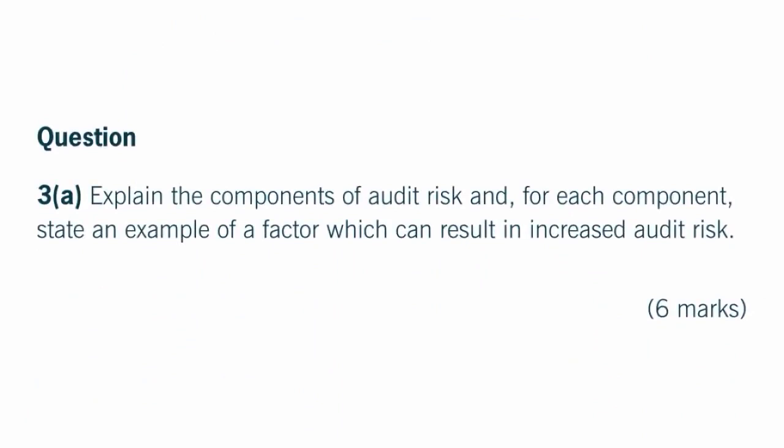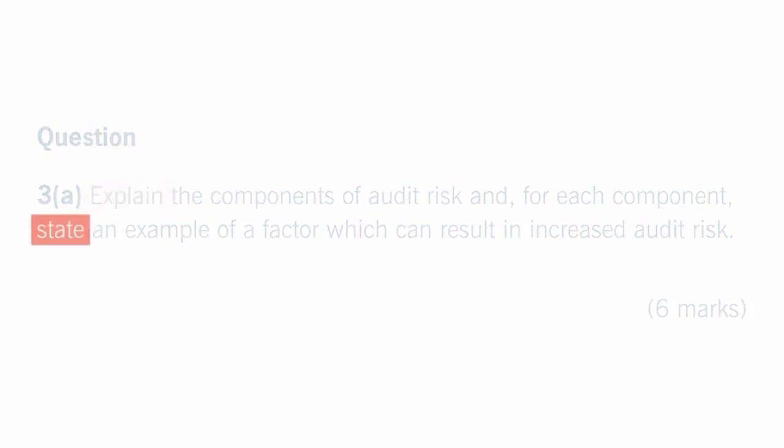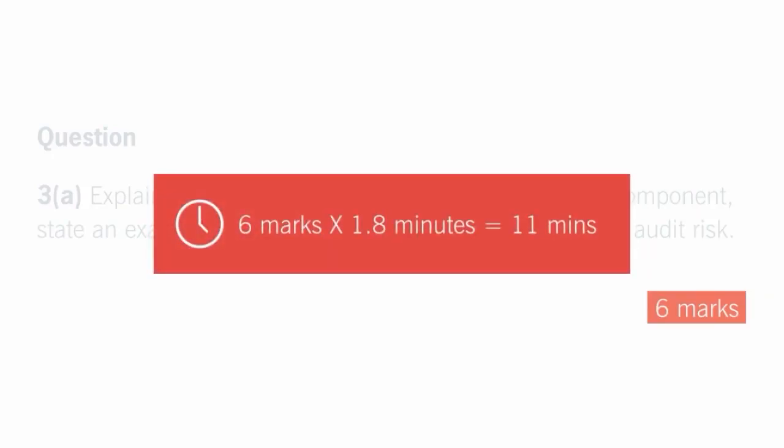We will start by going straight to the requirements and look for what it is we are being asked to do, which in this case, A, is explain and state. We then look at the number of marks available, which we can see is 6, and calculate the amount of time we should be spending by multiplying the number of marks by 1.8, giving us a total of 11 minutes to complete this part of the question.